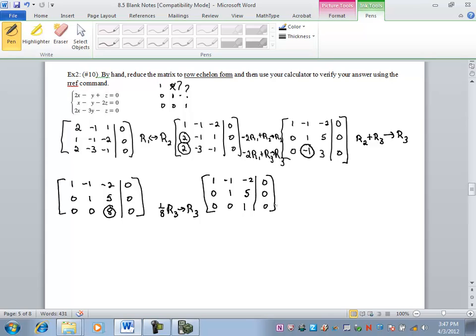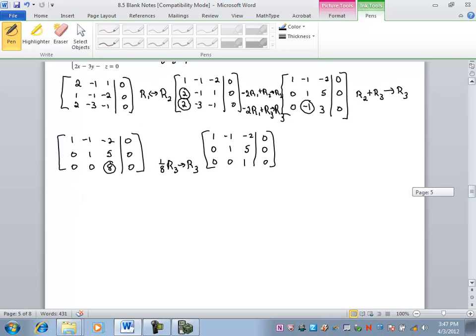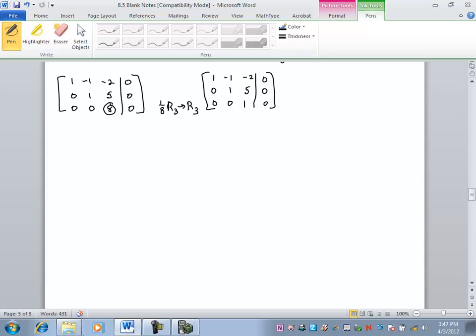So now, notice please the equations that come from this. If I take the first row, I've got 1x minus 1y minus 2z equals 0. The middle row, y plus 5z equals 0. And the bottom row, z equals 0.